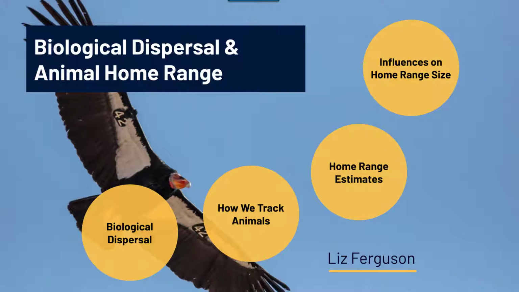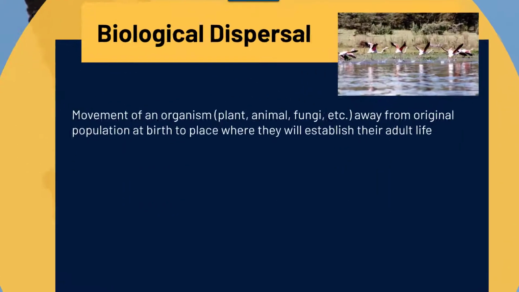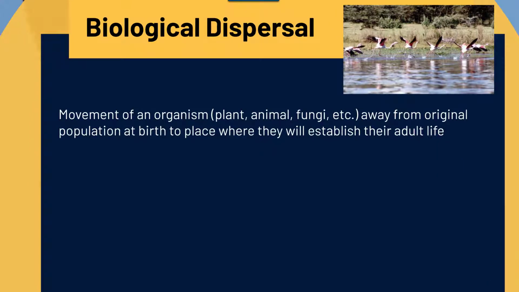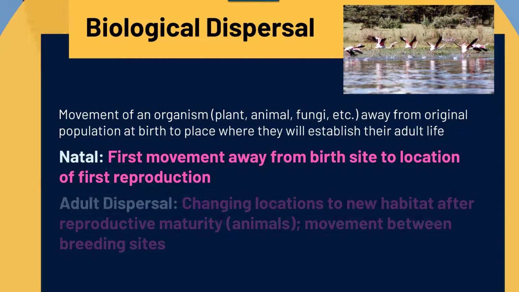We're going to start off by focusing on biological dispersal. Biological dispersal really refers to the movement of an organism, whether that be a plant, an animal, or fungus, away from the original population that it found itself in at birth to a place where they will establish their adult life. One form of biological dispersal is called natal dispersal, which is the first movement away from a birth site to the location of first reproduction.